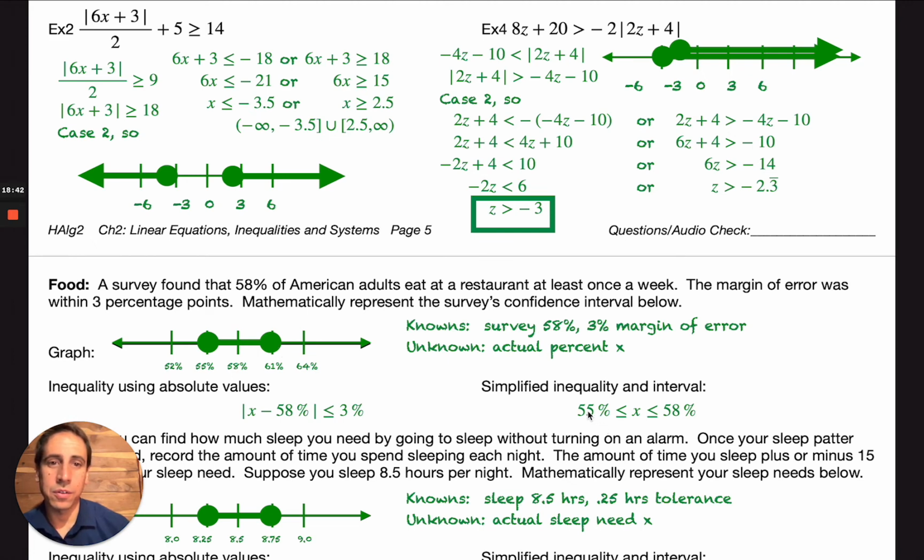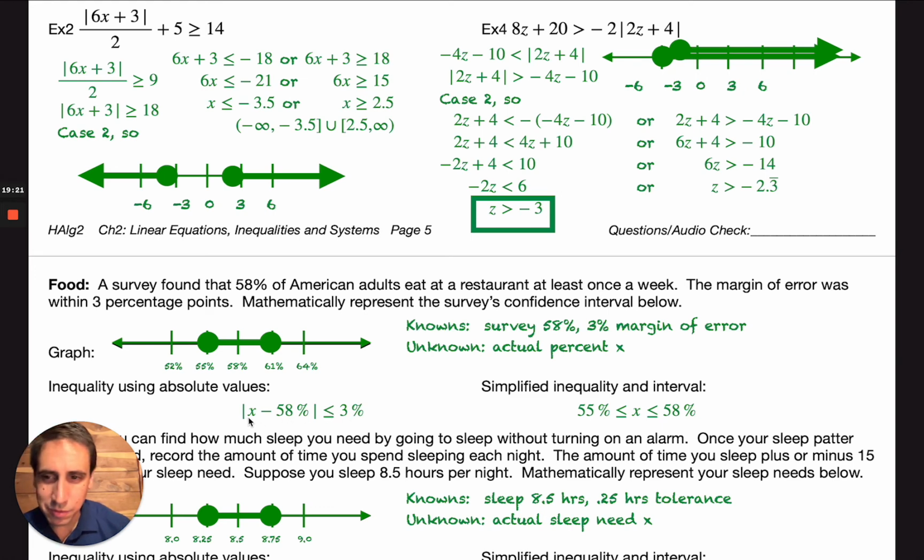If you were going to make an inequality from the graph, it would look like this. If you're going to use absolute values, basically you're saying that the distance between the actual percent and the survey percent has got to be less than or equal to 3%. Remember, this is from the last notes, this is distance. The distance between the actual percent and 58 is represented this way. When you subtract the two and take their absolute value, the distance has got to be less than or equal to 3%.